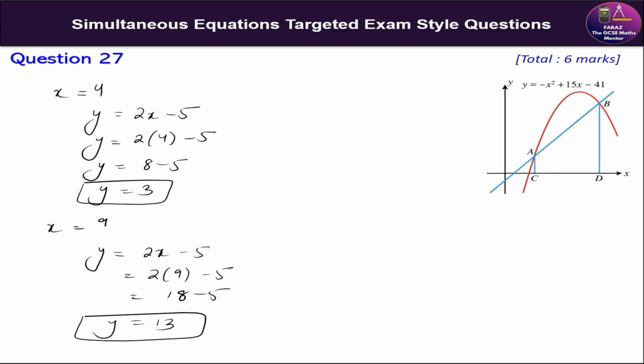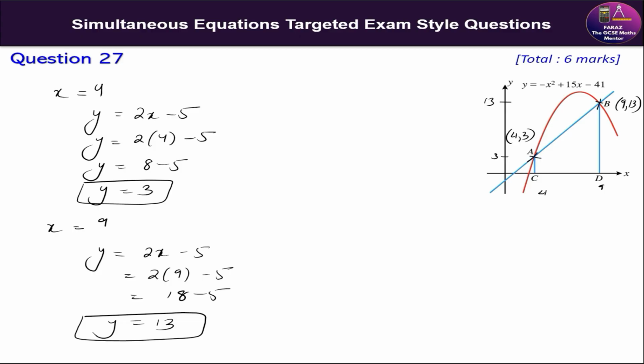So we have got points A, this one as 4 comma 3, and this one, the B one, is 9 comma 13. This one is 9 there and this one is 4. This one is 3 there and this one is 13. Now work out the dimensions for the trapezium.